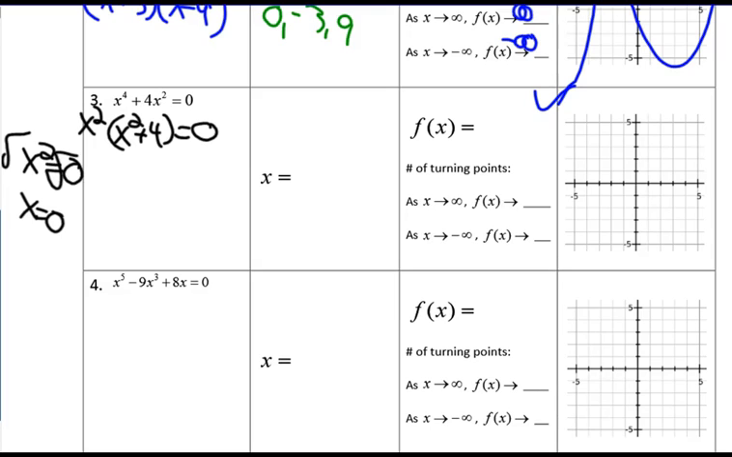Can I factor that any further? No! Nope. It's only the difference of perfect squares. This is the sum. There's no such thing as the sum of the. So I'm going to show you. You're going to square root x squared plus 4 equals 0. How do I solve this? Minus 4, x squared equals negative 4, and take a square root.